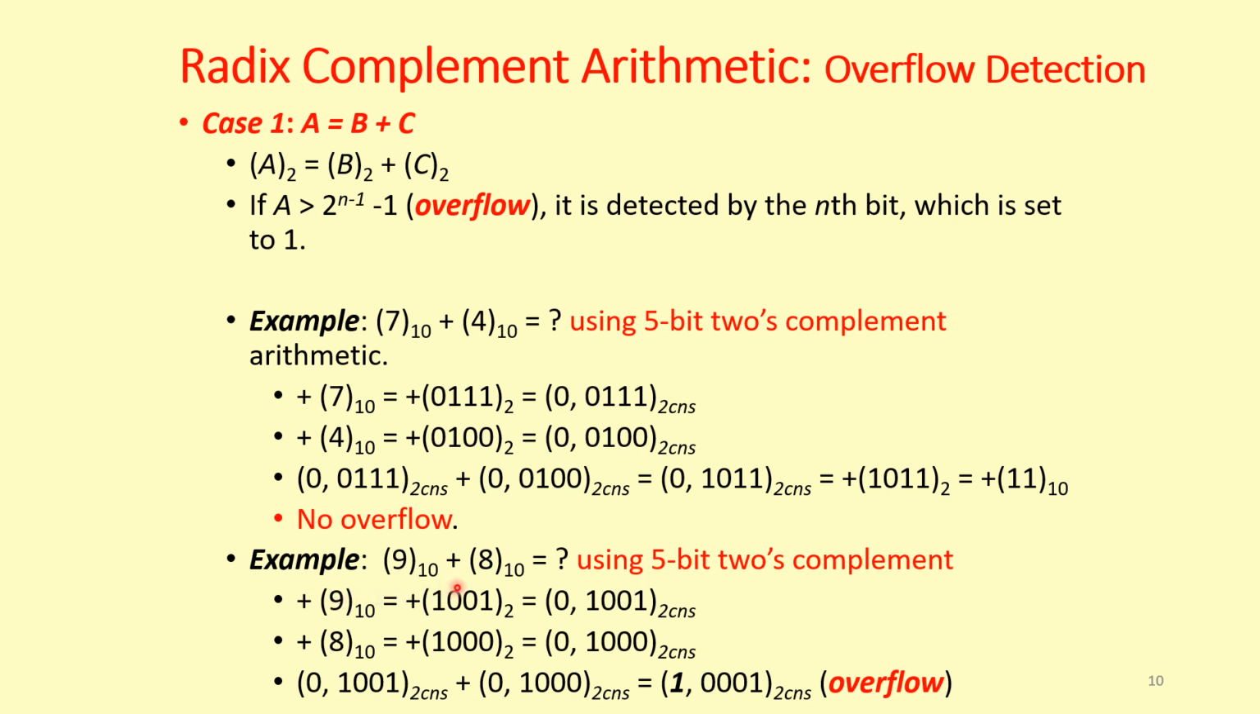But in this example, 9 plus 8 in decimal is given. 9's representation in binary in 2's complement number system is a positive number, and 8 is also positive. When you are adding them, you get this result in 5 bits of representation, and in the most significant bit you are getting a 1, which tells you that it is a negative number. But that is not possible because you are adding two positive numbers. So in this case, overflow has occurred and this is a wrong result. That means instead of 5 bits of representation, you have to use 6 bits of representation.